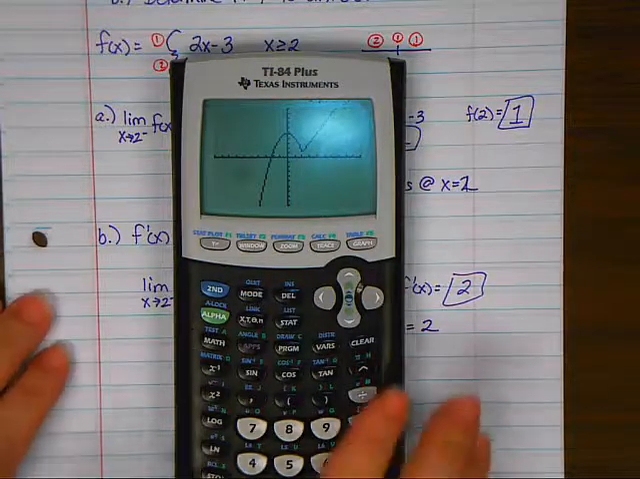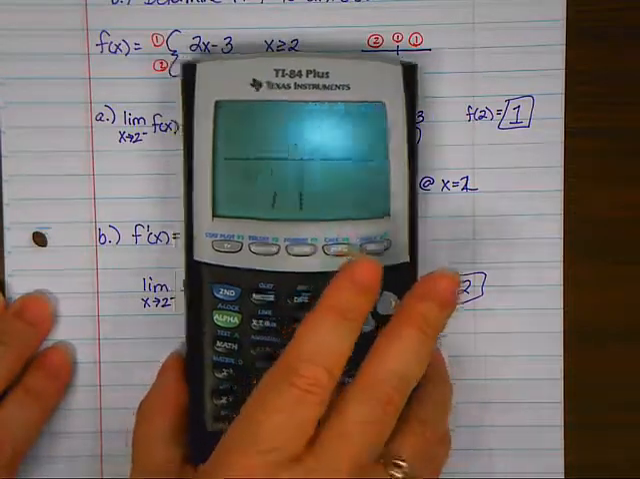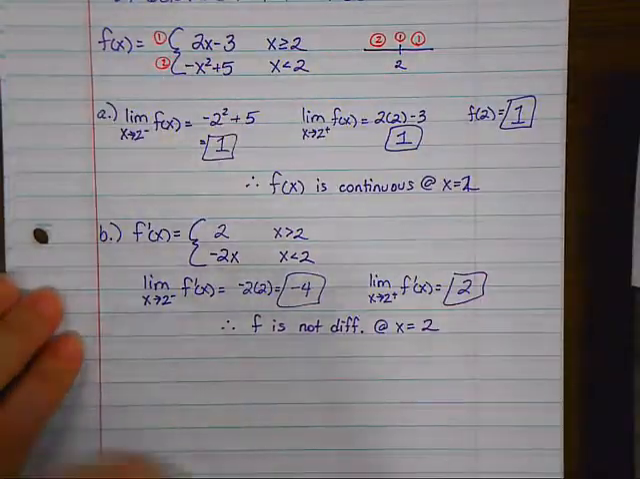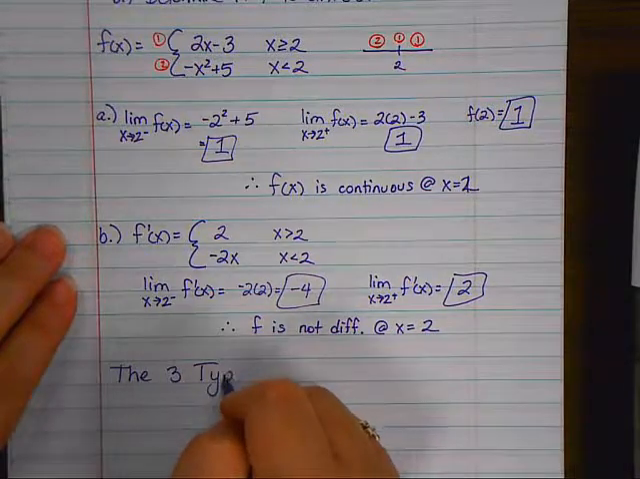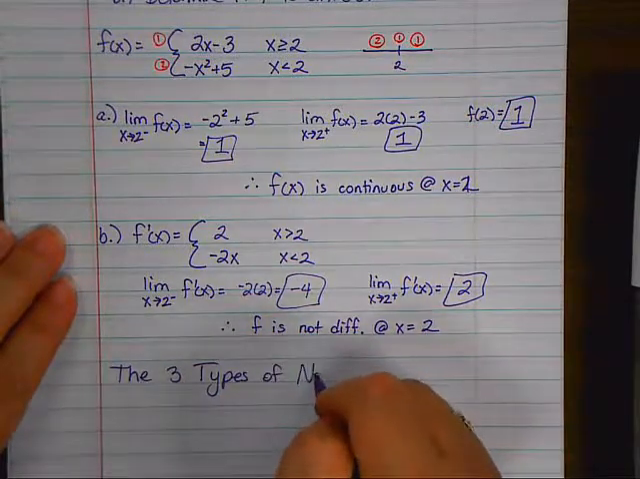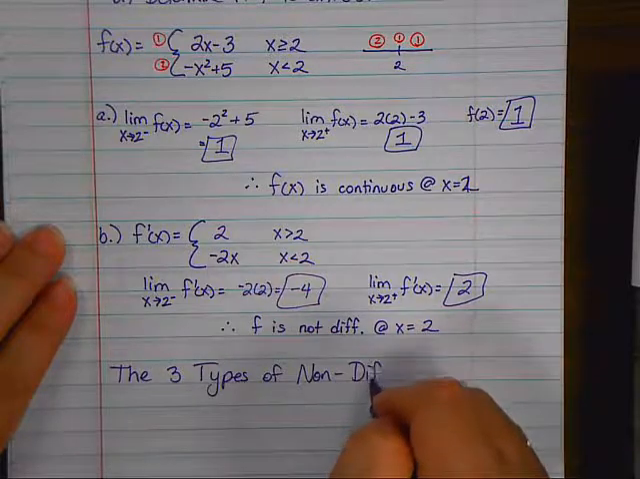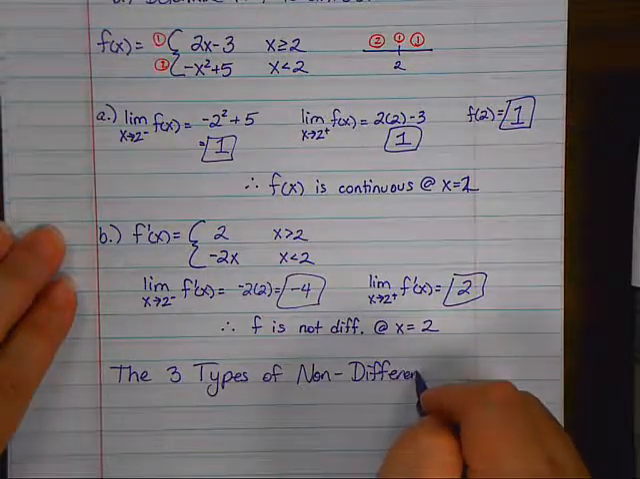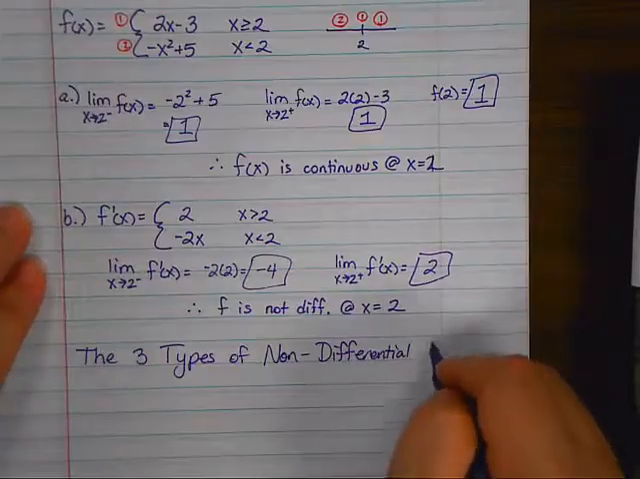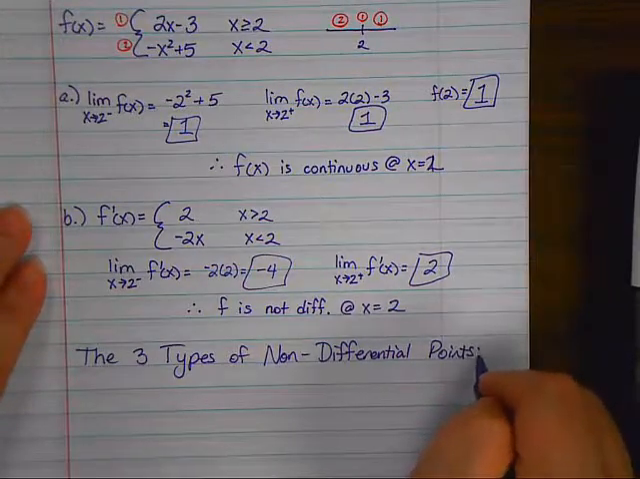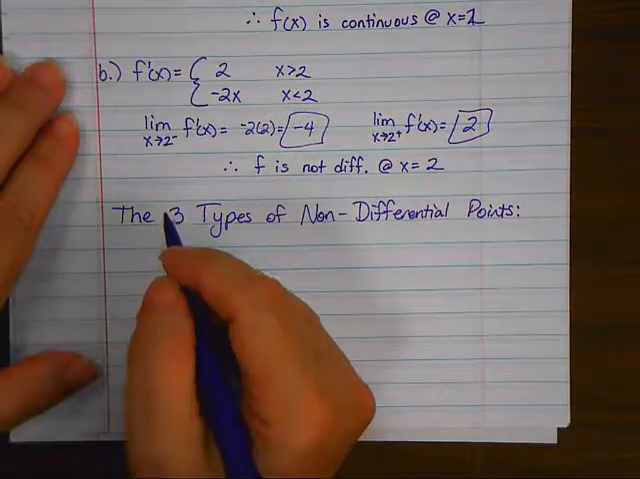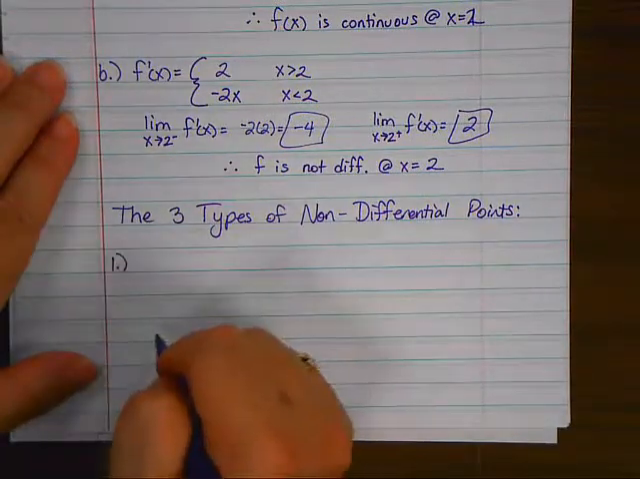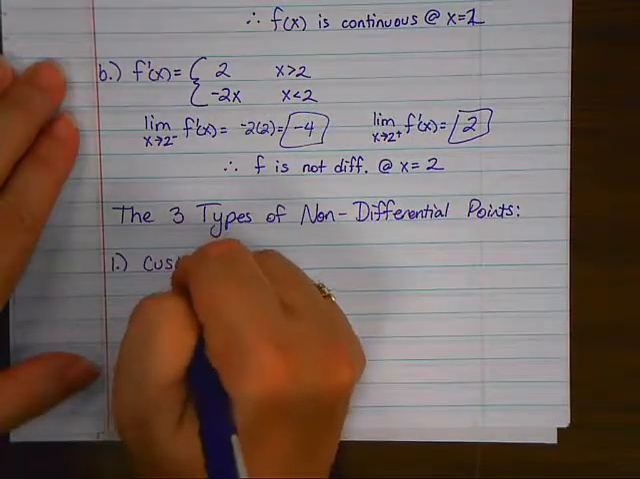I'm going to show you the third. We're not going to do a problem associated with it, but come down here and write this down, please. The three types of non-differentiable points. Just like the three types of discontinuity, you know what they look like. Now you're going to know what the three types of non-differentiable points look like. We'll start with the one we just did, a cusp.